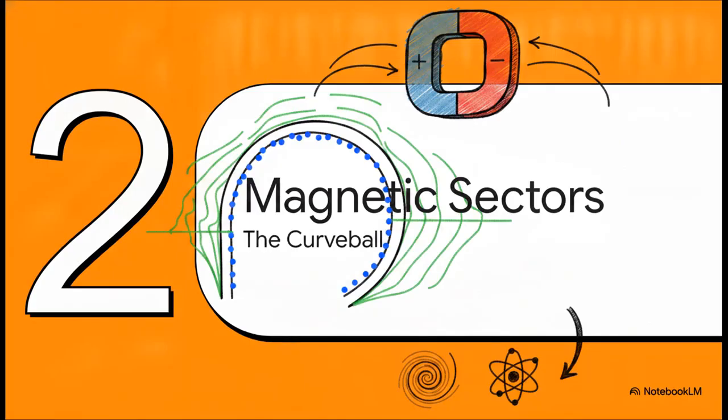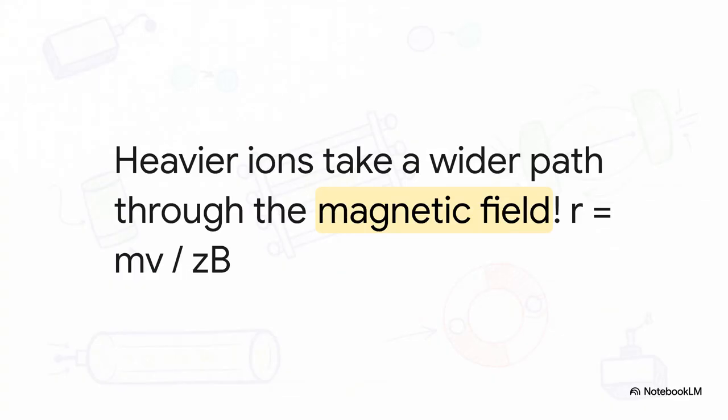Moving on to part 2, magnetic sector analyzers, the curveball. Let's look at our first solution, which leans on some classic magnetic physics to quite literally bend the path of those flying ions. By hurling our ions through a massive, powerful magnetic field, we actually force them to curve. The math tells us that the radius of that curve depends directly on the mass of the ion, meaning heavier ions are going to take a much wider path. So the magnetic field is acting exactly like a physical filter.